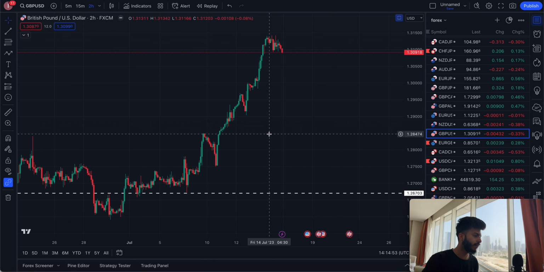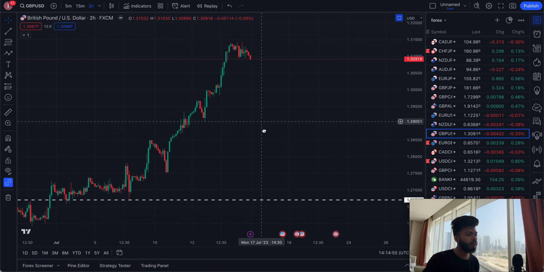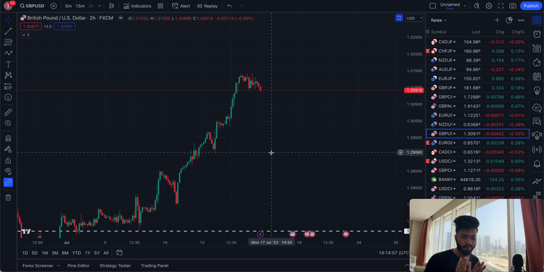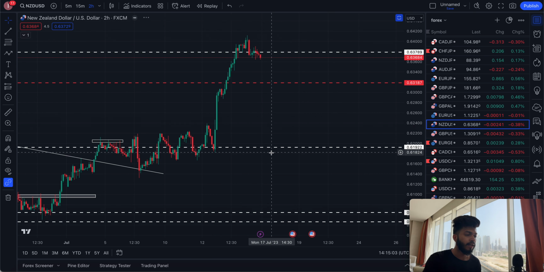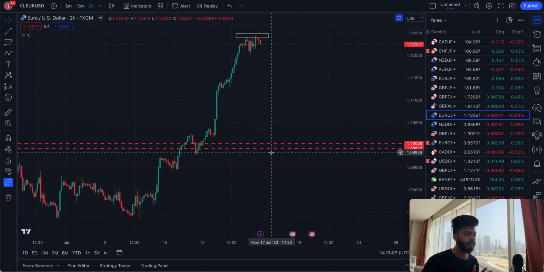GBP USD. If you'll see, we have some sort of double top here as well, but distorted patterns I hate, so I am not going to trade GBP USD. Instead, I have NZD USD as well. I'm not going to trade it, but I have Euro USD.